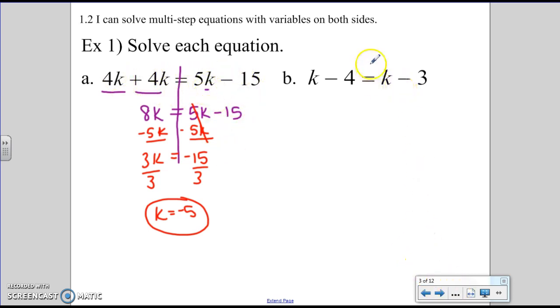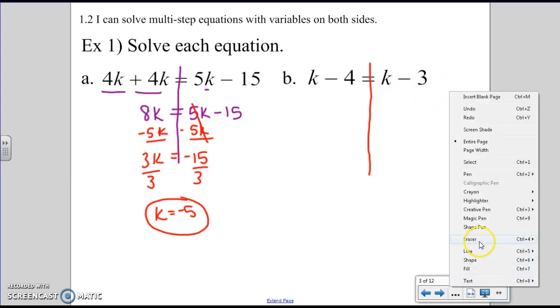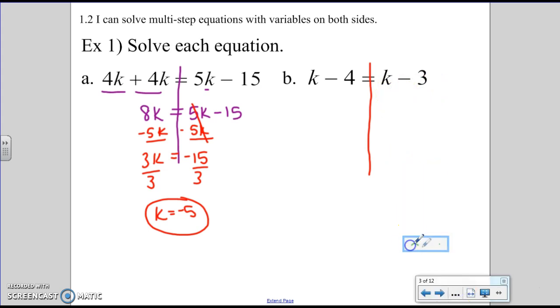Okay, let's go ahead and look at B. Similar idea. Get rid of your parentheses first. Since there are no parentheses here, we can't do anything with that. The next step then is to combine like terms on the left side. K and negative 4, I can't combine those together, so I'm going to leave that. On the right side, k and negative 3, can't combine those, so we're going to leave that. So what we're actually going to do is collect our variables on the same side. I'm going to start by doing minus k on both sides. Okay, so I'm trying to cancel that. The only thing is, on the left side, it cancels as well. So k minus k cancels, and we get negative 4.